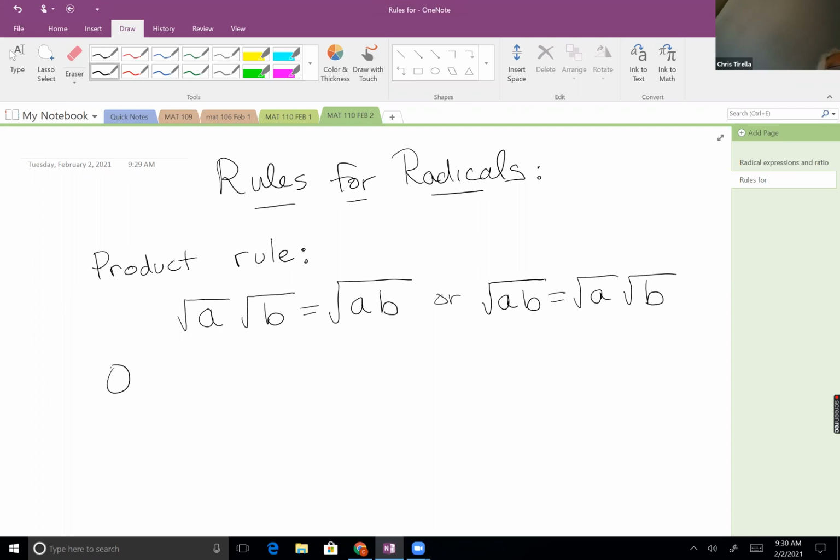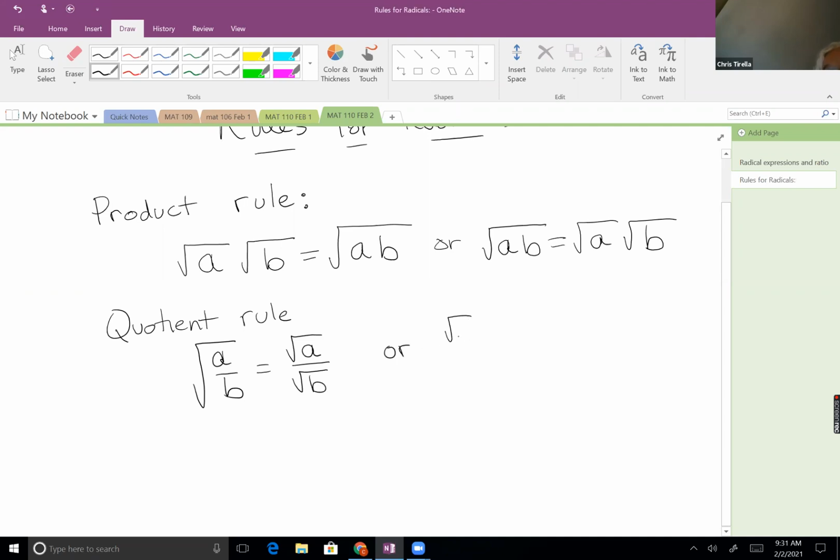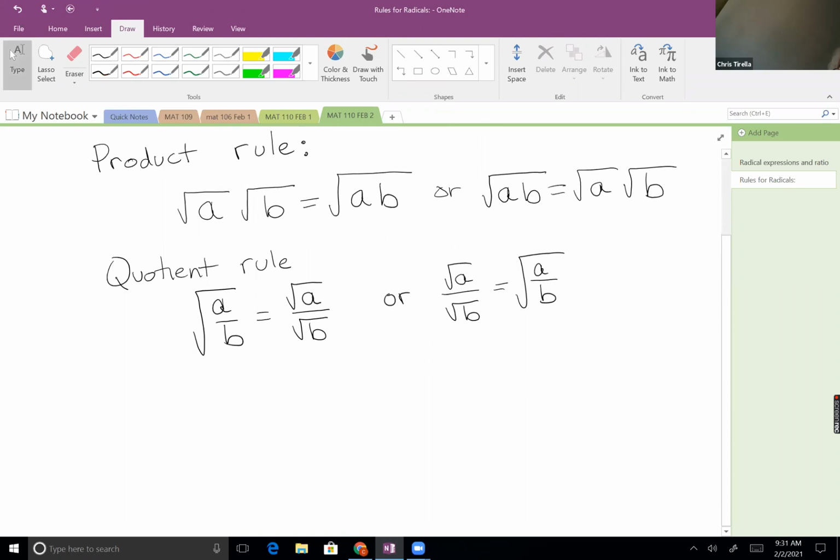And similar relationships hold with quotients. If I look at the quotient rule, we're going to say that the square root of a over b is equal to the square root of a over the square root of b. Or we'll say that the square root of a over the square root of b can be thought of as the square root of a over b. And again, both those rules we're going to want to use in different directions. Let's first start with a pretty cut and dry example that involves the product of two square roots.